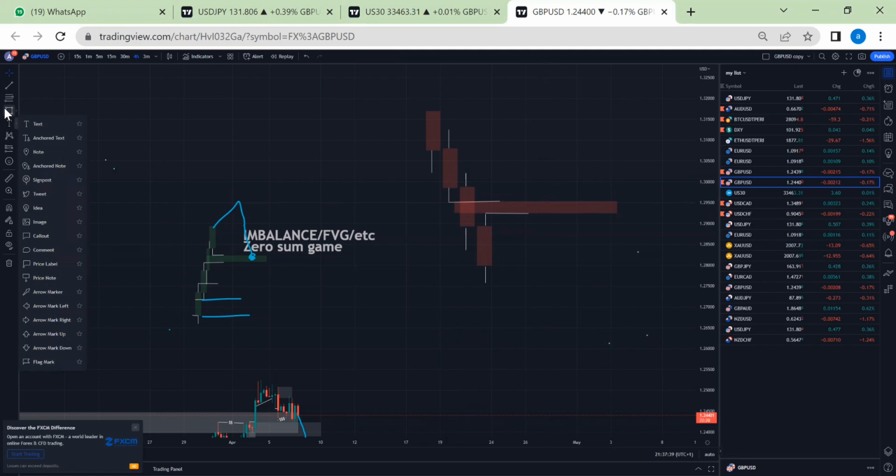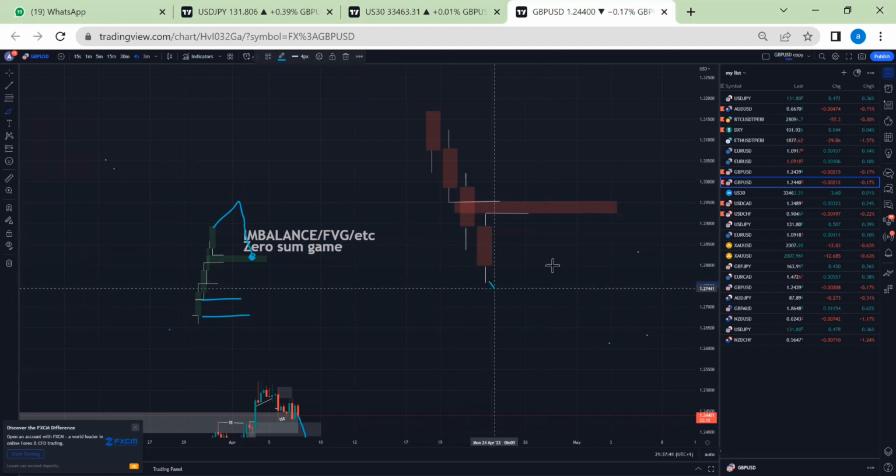So in the long run, price will come back to take all these orders so that the market will be balanced and it can now continue going down. I hope that is clear.